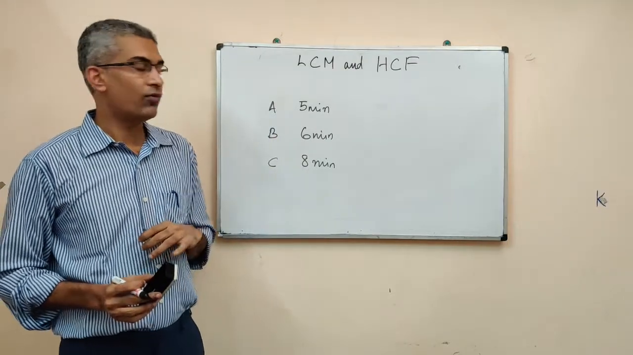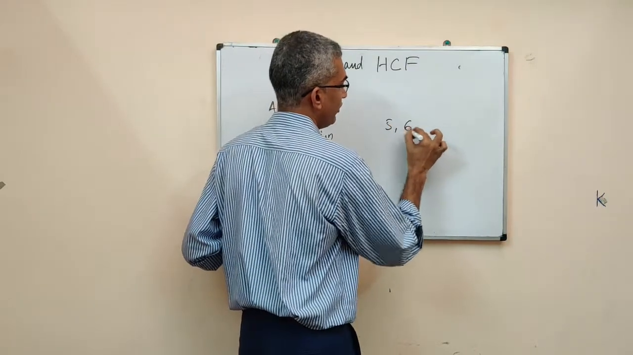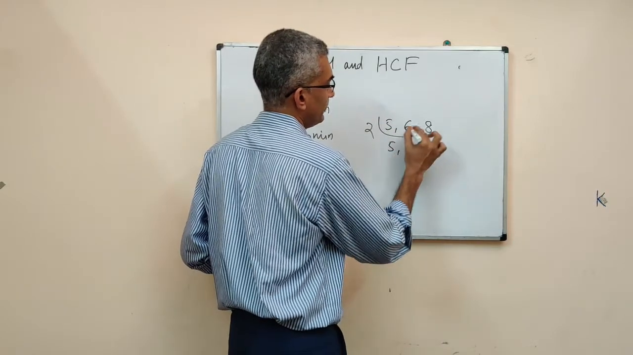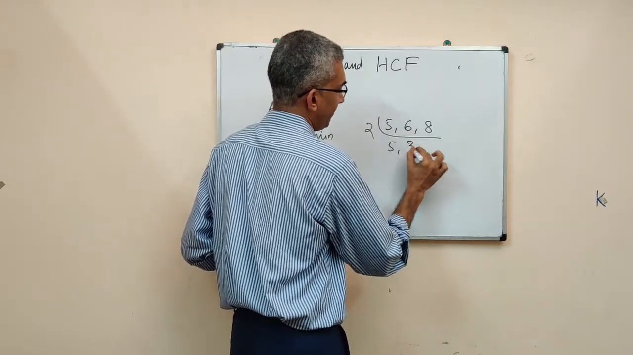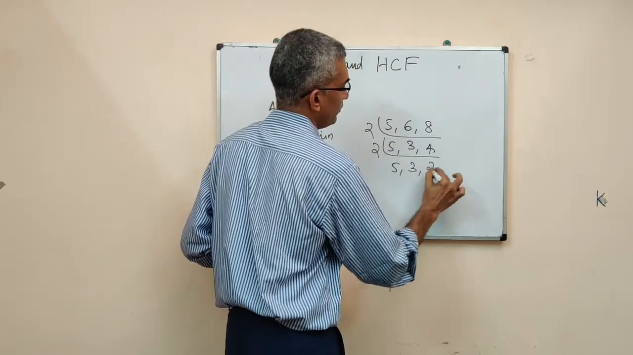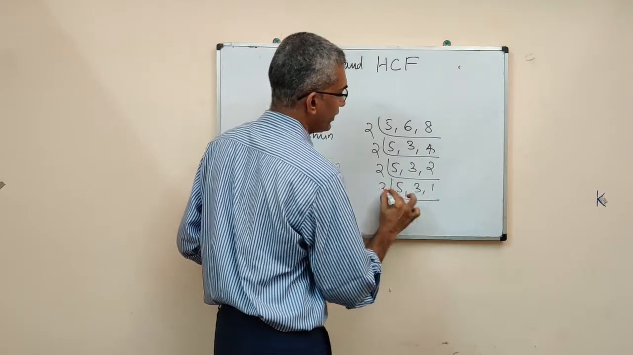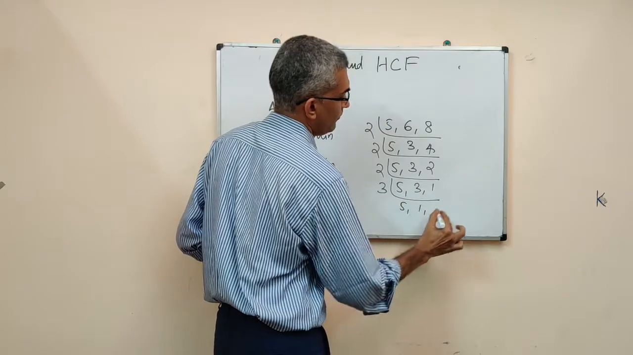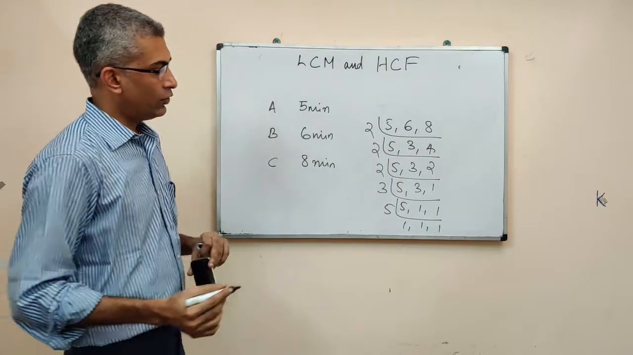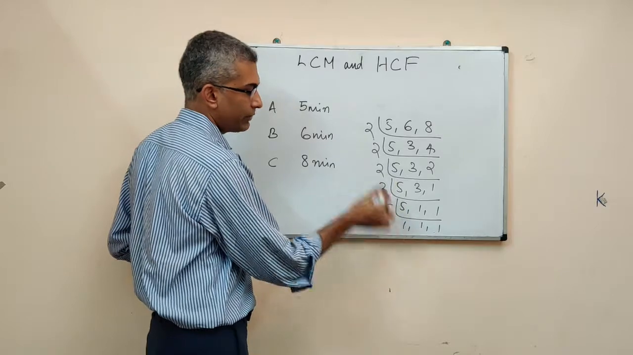What is the LCM of 5, 6 and 8? Let us go by the factorization method of finding the LCM. We can divide by 2. I can again divide by 2. Then I go with 3. Then I go with 5. So LCM will be 2 multiplied by 2 multiplied by 2 multiplied by 3 multiplied by 5.